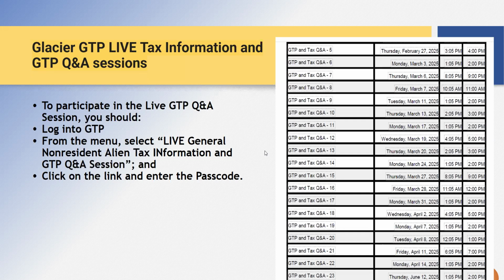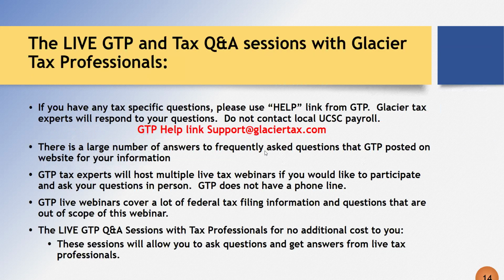I highly recommend you go to Glacier GTP, participate in one of the live webinars, and ask questions if you have them. They also have a help link. They don't have a phone line, because they don't want something to be lost in translation or misunderstood, since we're dealing with the law. So they prefer to answer all your questions in writing. Use the help link and they will respond to you.